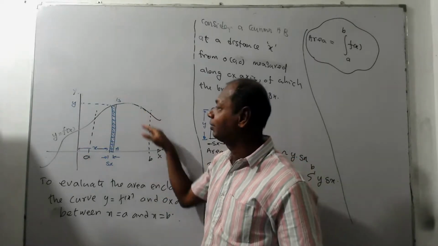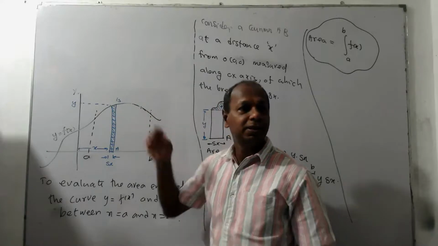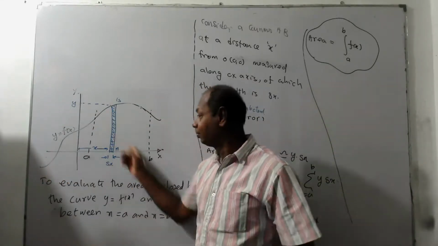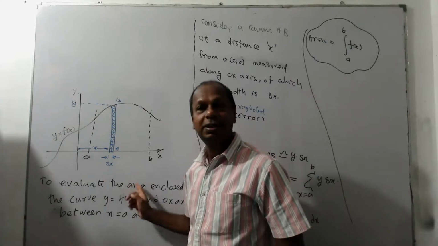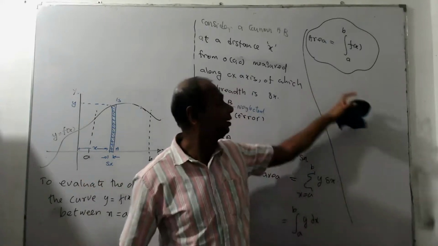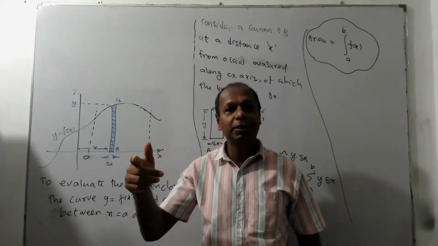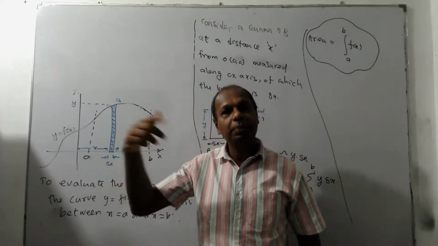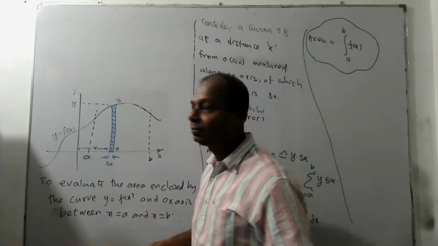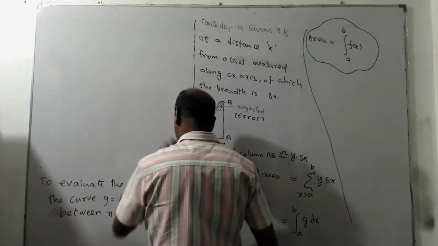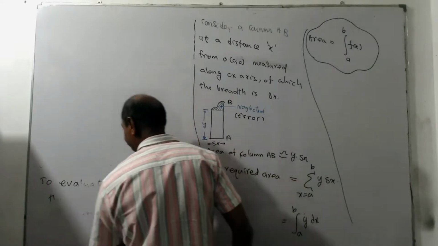If the curve is above the x-axis, this integral gives exactly the area. If the curve is below the x-axis, y values are negative. So finding the integral, you get a negative value. So to convert it into the area, you have to take the minus of that. I'll explain it with the diagram. So we'll write it as a note.